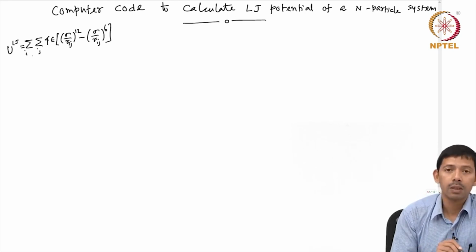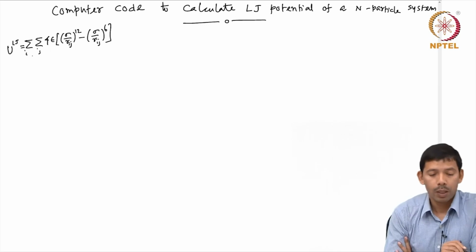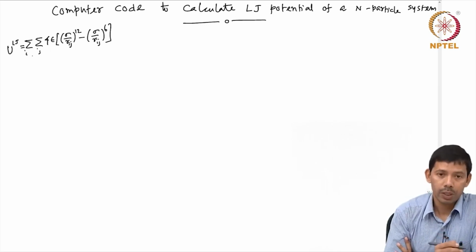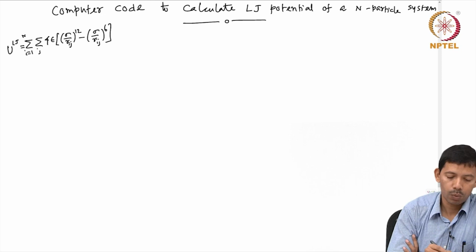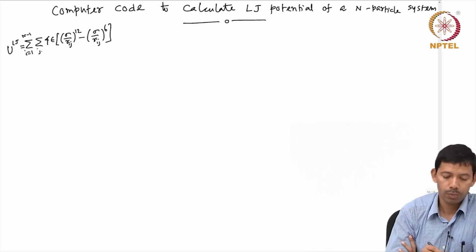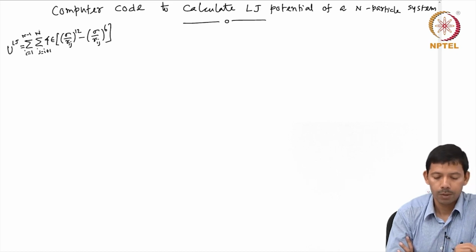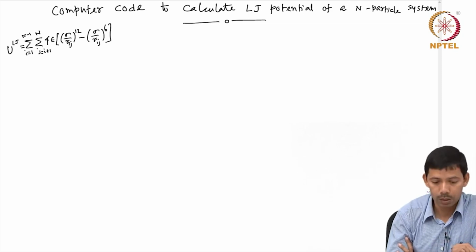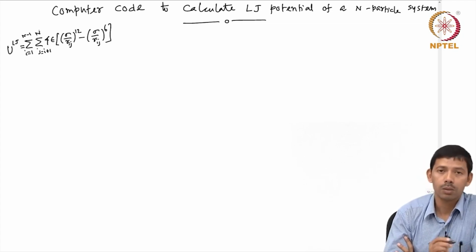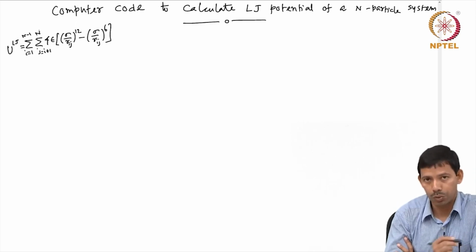As I said, for the pair potential, to avoid counting the same interaction twice, we put an inequality where i goes from 1 to n minus 1 and j goes from i plus 1 to n. If you maintain this limit, then you are not overcounting the same interaction. You are not counting 2, 1, since you have already counted the 1, 2 interaction.